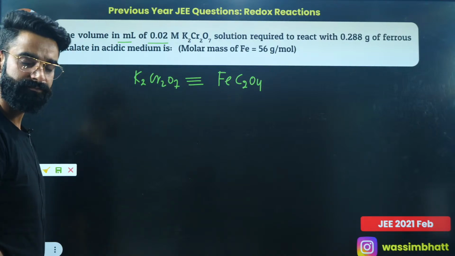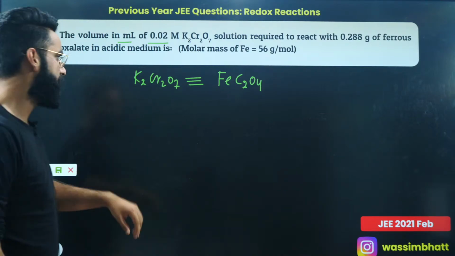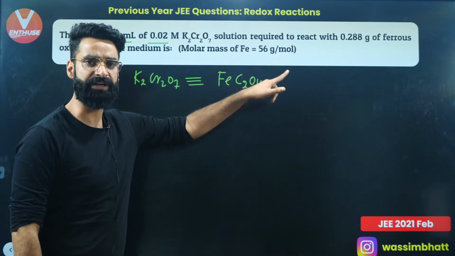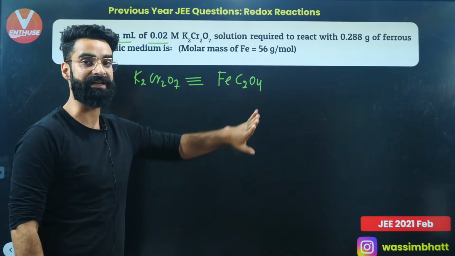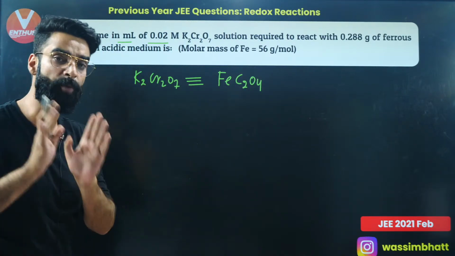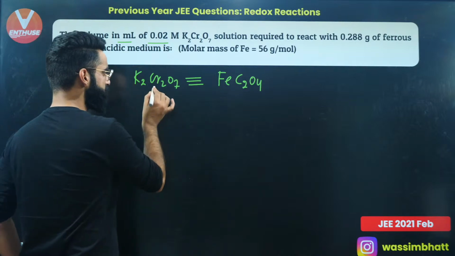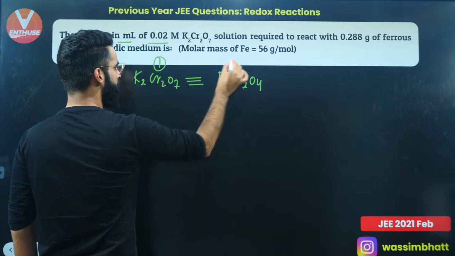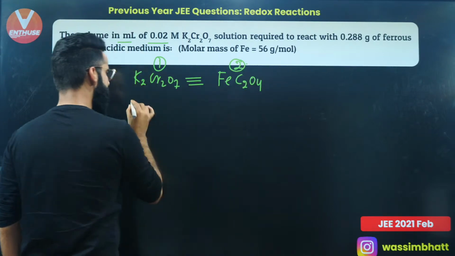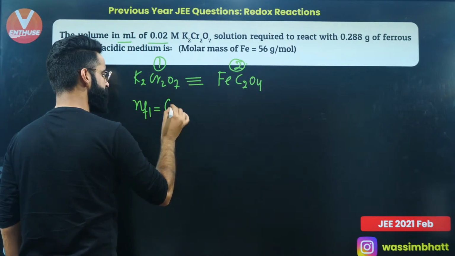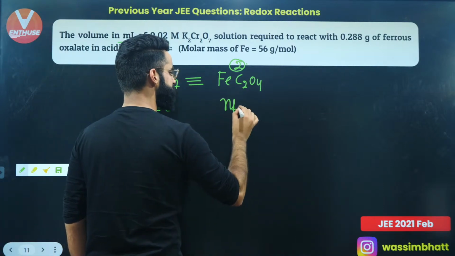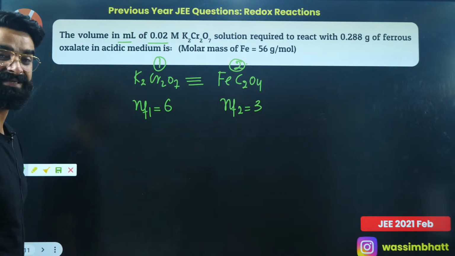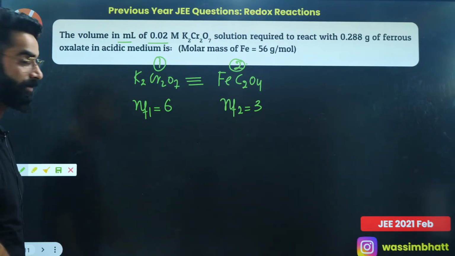If you remember, we have discussed K2Cr2O7, it converts Fe di-positive into Fe tri-positive, it converts oxalate into carbon dioxide. I'm not going into the details. I hope you remember the N factors of K2Cr2O7 and ferrous oxalate in acidic medium. First of all, let me represent this by number 1, let me represent this by number 2, right? N factor of K2Cr2O7 in acidic medium is going to be 6, N factor of ferrous oxalate is going to be 3, right? This is something which we have discussed in detail when I taught you the N factors in this chapter only, right?